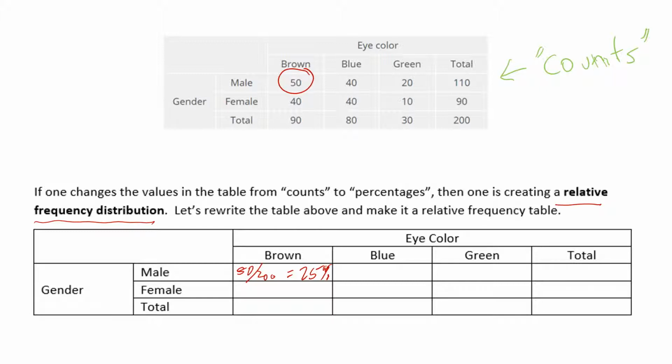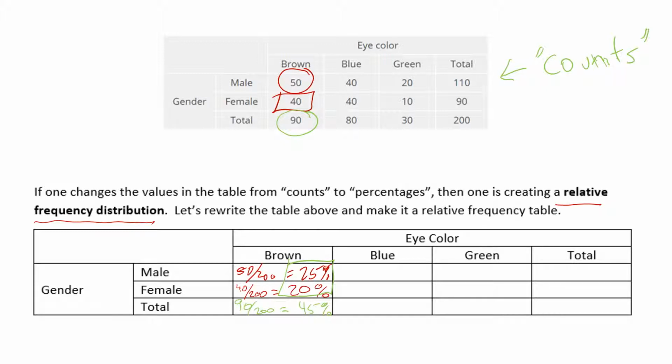How many were females with brown eyes? That'll be 40 over 200, and that comes out to be 20%. What percentage of the total students had brown eyes? That would be 90 over 200, or 45%, which happens to be the sum of those two numbers.